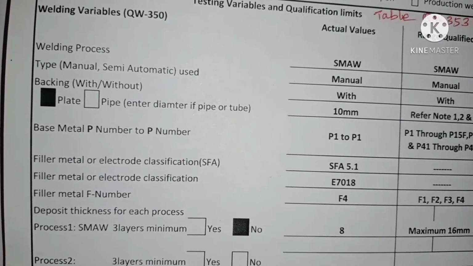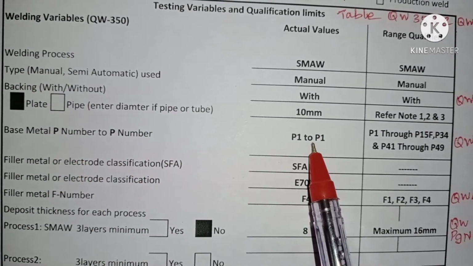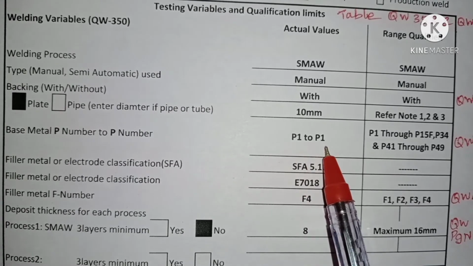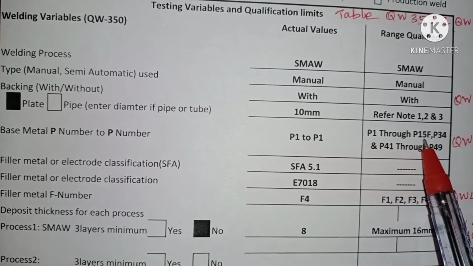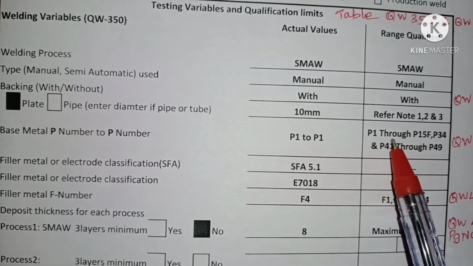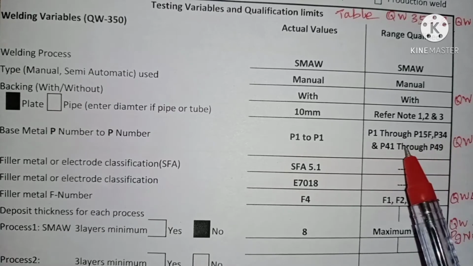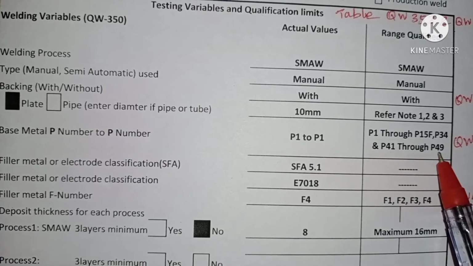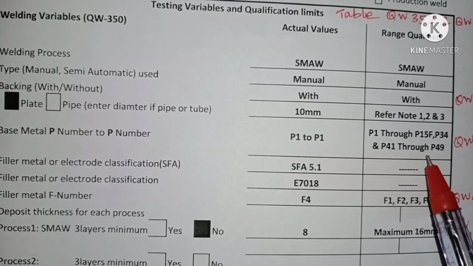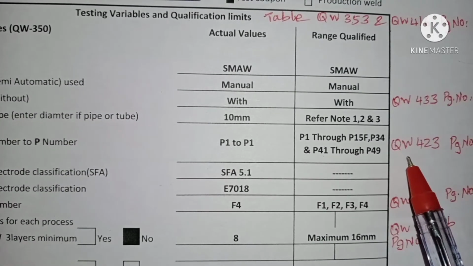Then the next variable is base metal P number. The actual value is the welder welded P number 1 to P number 1. The range qualified is P number 1 through P number 15F, means P number 1, P number 2, P number 3 up to P number 15F, then P34 and P41 through P number 49 the welder can weld. This is selected from the table QW 423.